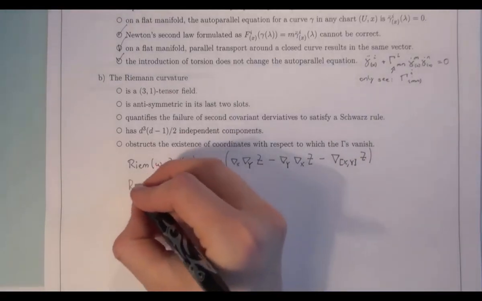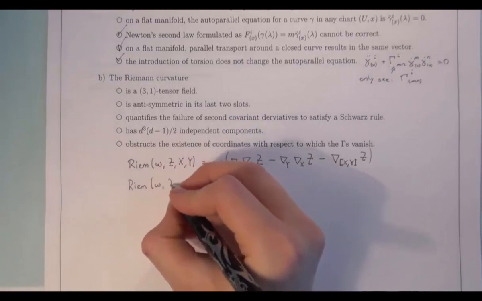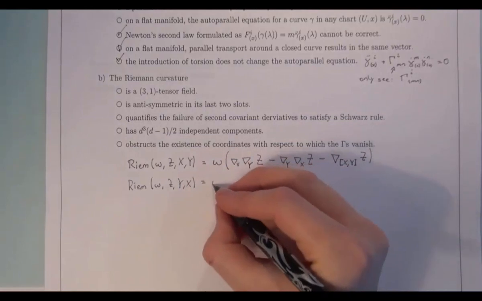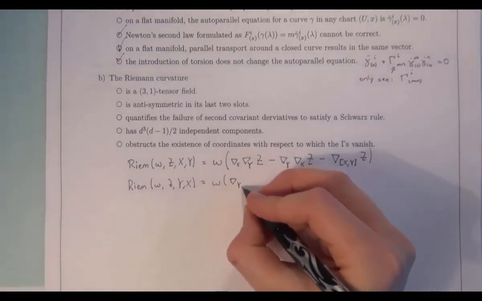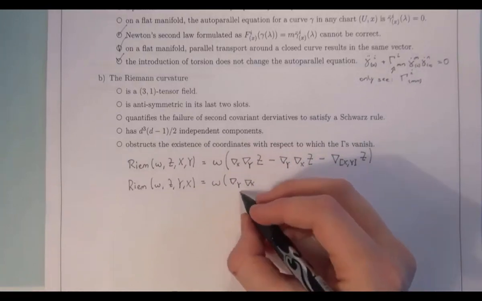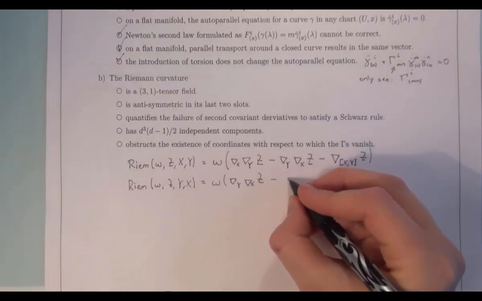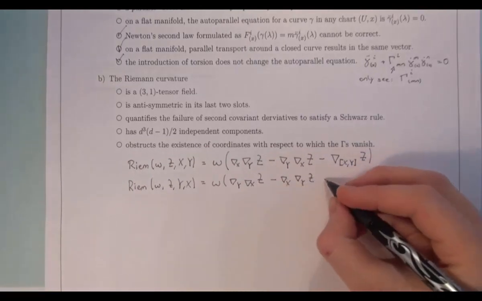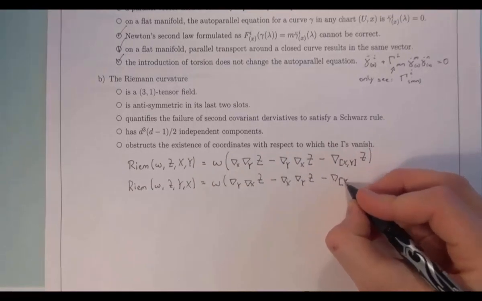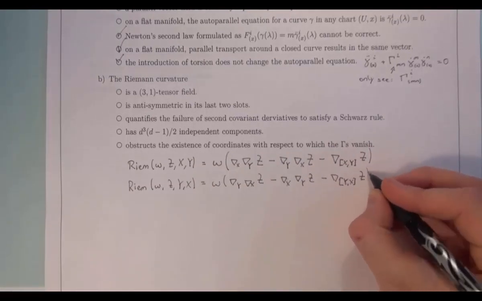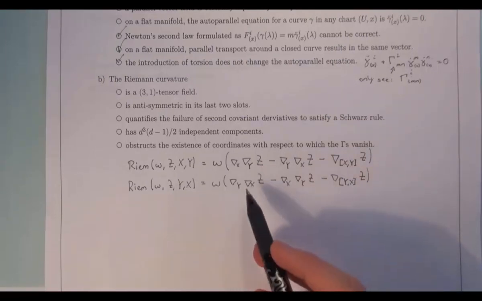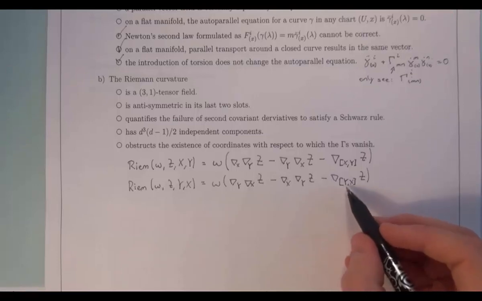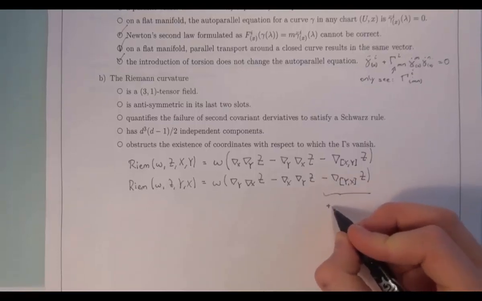So now we can look at what happens if we exchange x and y. So we exchange the entries in the last two slots, where we find that this is omega, nabla y, nabla x on z, minus nabla x, nabla y on z, minus, and here we change the order in the commutator. Also, if we change the entries in the commutator, we get out a minus sign.